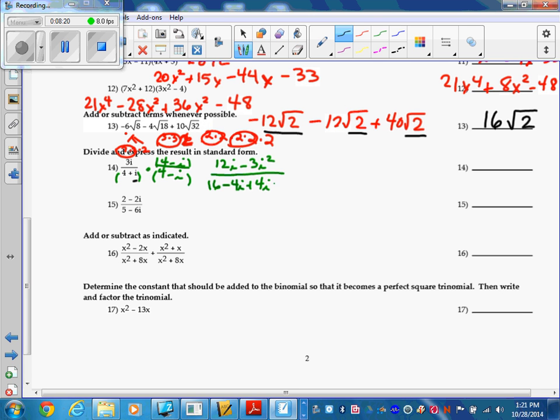i times negative i is negative i squared. So these cancel. And we have 12i plus 3, because i squared is negative 1. And on the bottom, 16 plus 1. So in standard form, your answer would be 3 plus 12i over 17. And those three numbers don't have a common factor.